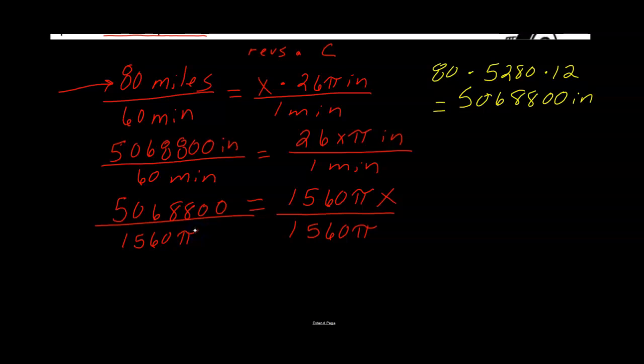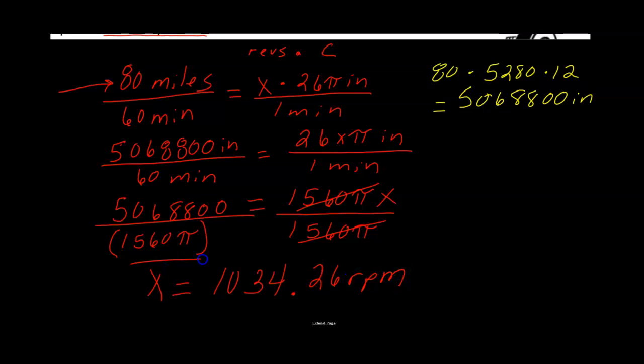If you're doing this in your calculator, make sure you put parentheses around that when you do your division. So these will cancel, and then we end up getting x all by itself. X equals 1034.26 revolutions per minute, or RPMs.